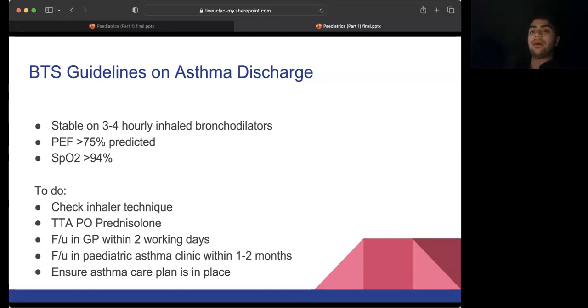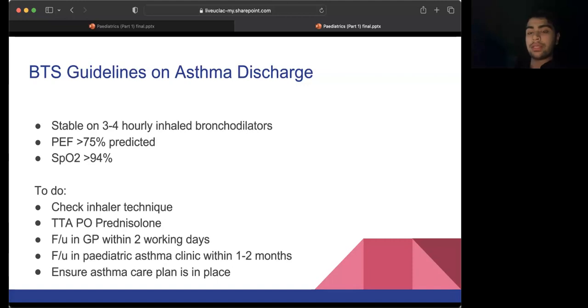Yeah, and then this is how we decide whether a child is okay to be discharged from hospital after an exacerbation. So we'd want them to be stable on their usual inhaled bronchodilators, so off nebulizers and onto their inhalers. And they want to have a peak flow above 75% of their predicted, and obviously normal oxygen saturations. And before they leave, these are the key jobs that need to be done that a junior doctor would largely be responsible for making sure happen.